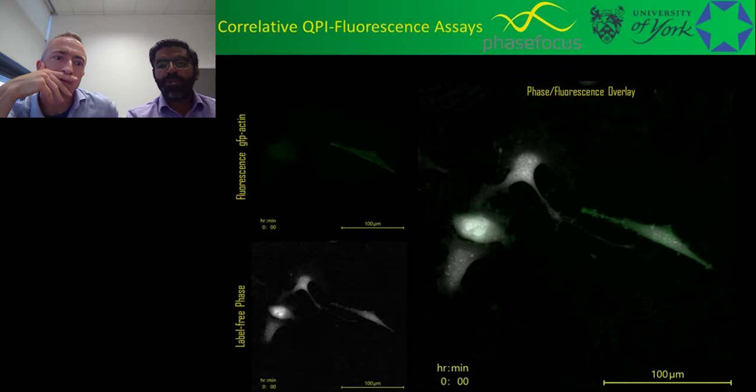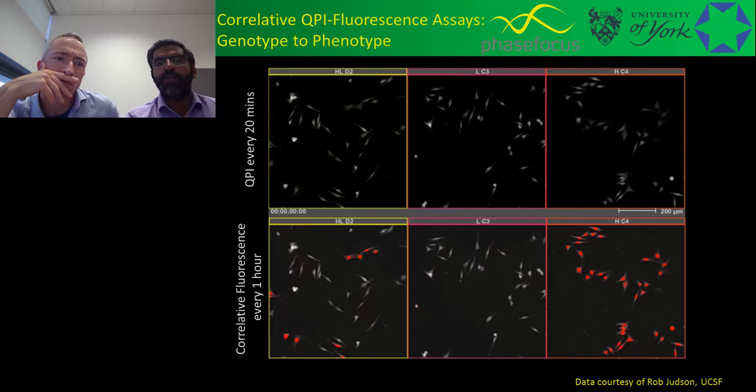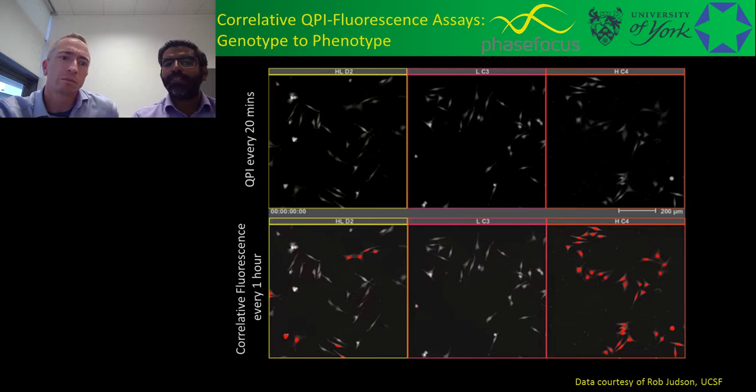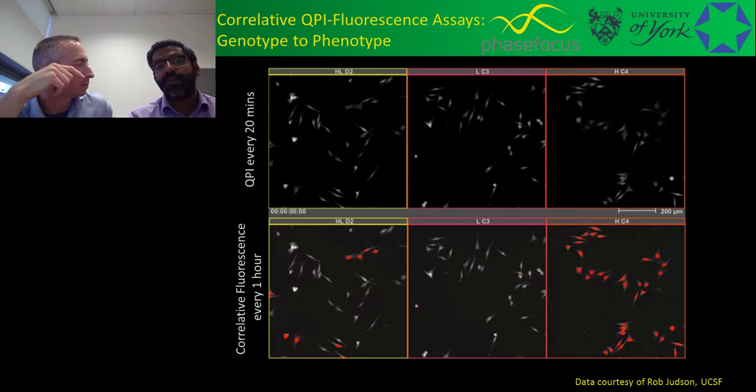But what we want to do as well is, during a time lapse, we still might want to use the fluorescence imaging, but we don't want to image at the same interval. So we don't want to image with fluorescence every 20 minutes, because then we're back to the same problem again. We're introducing labels, we're introducing that toxic dose. So in this next video, on the top part, we'll see the quantitative phase image, which is acquired every 20 minutes. And on the bottom part of the video, you'll see the correlative fluorescence and phase image. The fluorescence was acquired every 1 hour to minimize that fluorescence toxicity. So I'll just go ahead and play this video.